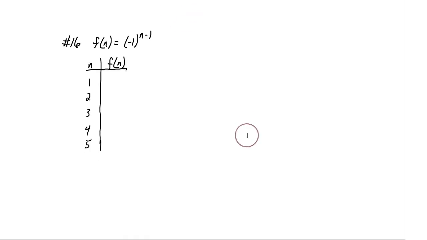Number 16. Substitute these different values of n, starting with 1. So 1 minus 1 is 0, and -1 to the 0 power is 1. Now a 2. 2 minus 1 is 1, and -1 to the first power is -1. Now the 3. 3 minus 1 is 2, and -1 squared is 1. Do you see the pattern? I think it goes -1, then 1.